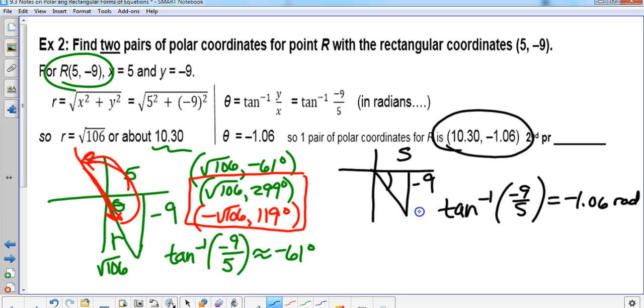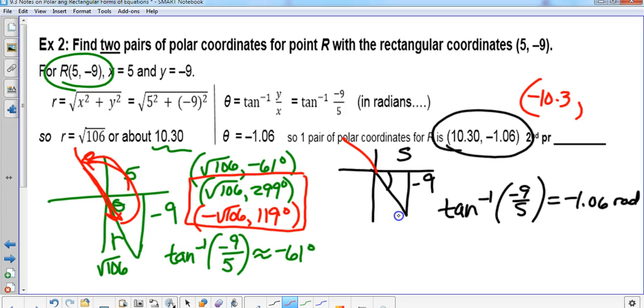Okay, that's one answer. We could add 360, or not 360. What would we have to add? 2 pi to get another answer. But what's the answer straight across? The one where we had to back up? 10.3.